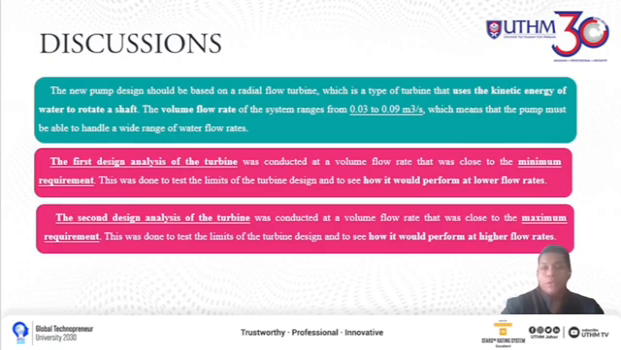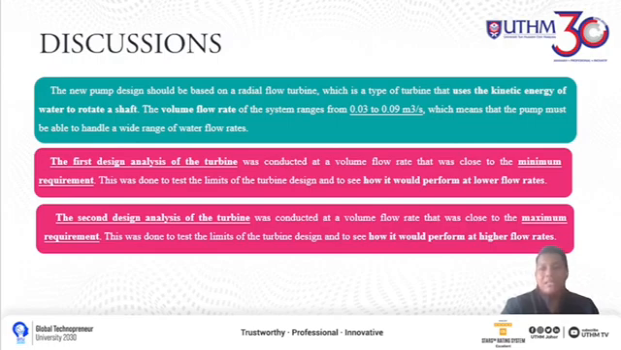So to refresh back what we intended, the proposed design is to create a pump design that uses the kinetic energy of the water to rotate a shaft, and the volume flow rate of the system ranges from 0.03 to 0.09 meter cube per second, which means the pump must be able to handle a wide range of water flow rates. So we have proposed design analysis of the turbine, whereas the first design analysis of the turbine was conducted at the volume flow rate that was close to the minimum requirement. This is to see how it would perform at a lower flow rate.